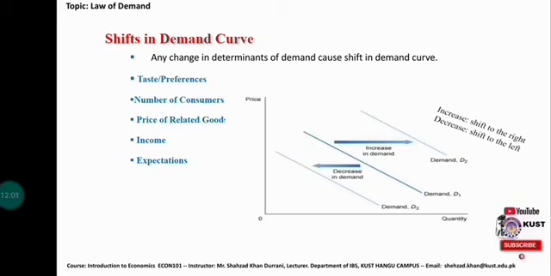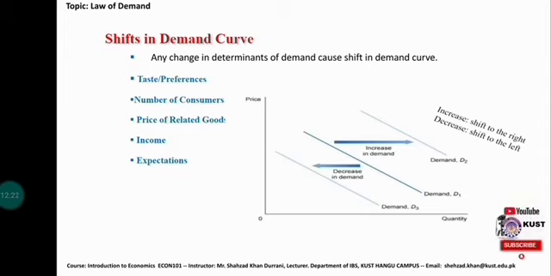So this is called a shift in the demand. Taste and preferences are called shifters of the demand curve, right? If there is an increase in the demand, the demand curve will shift to the right.